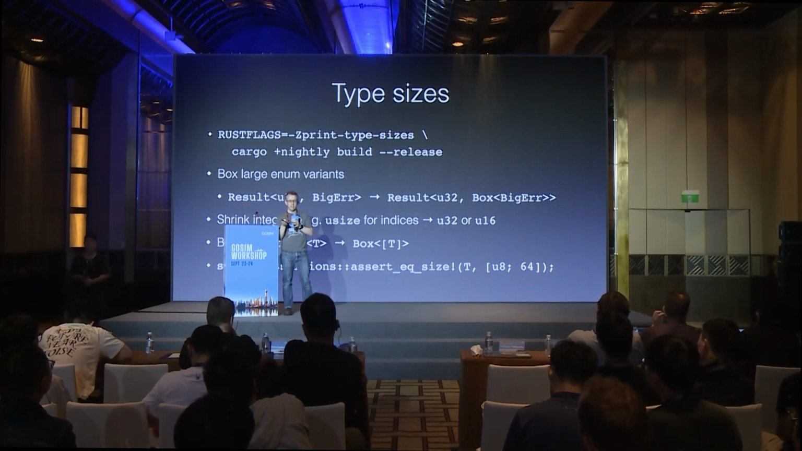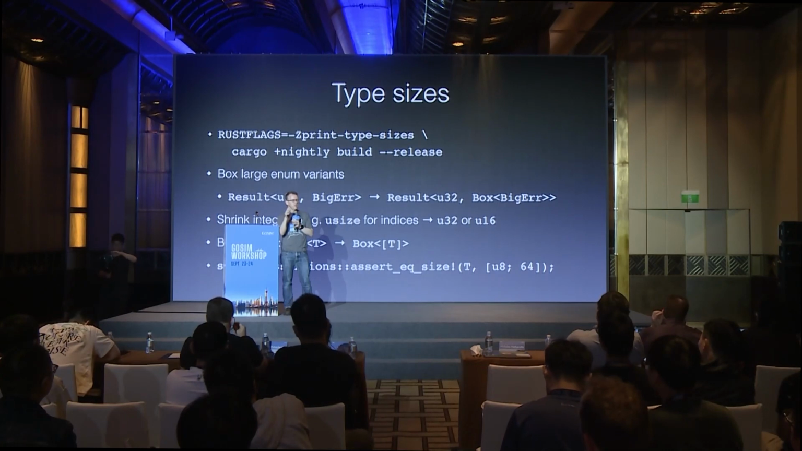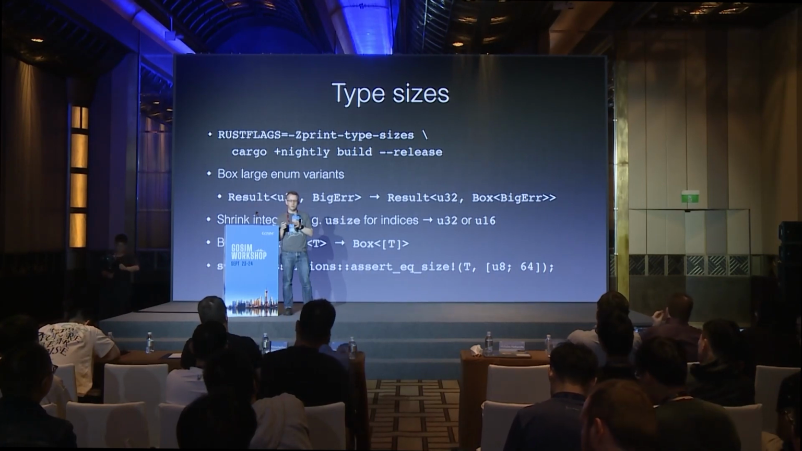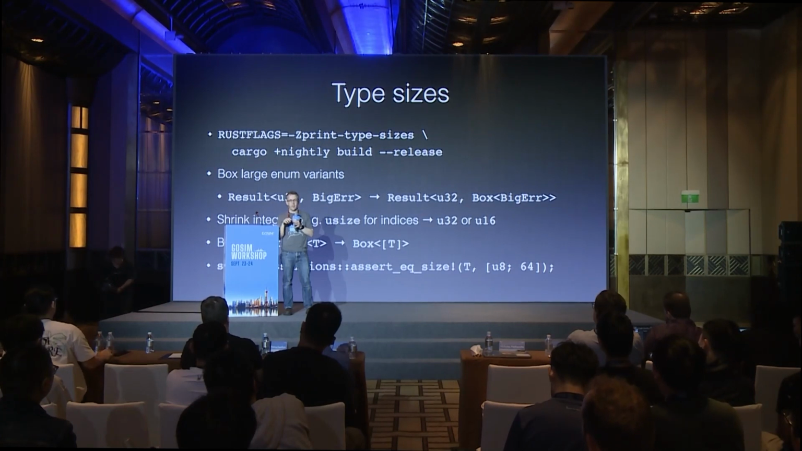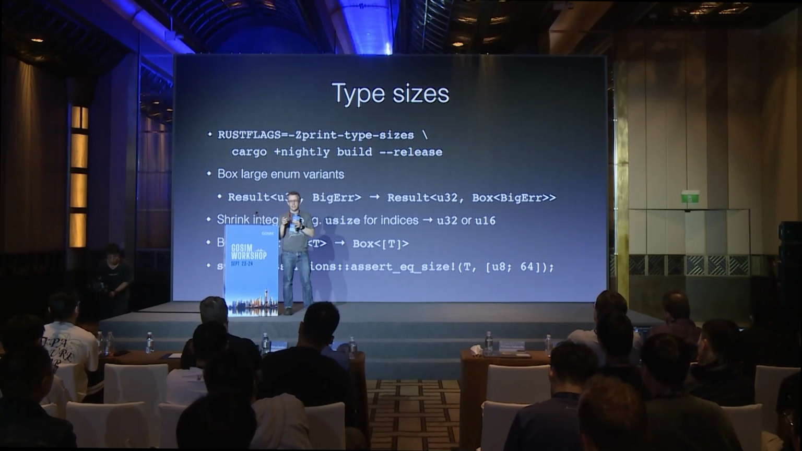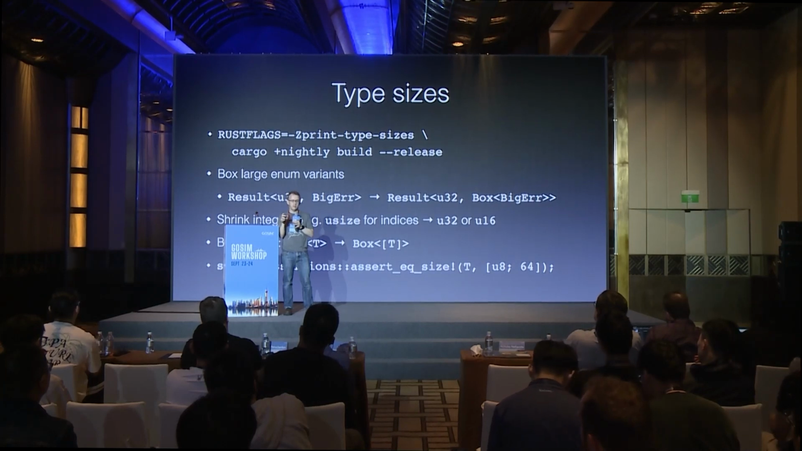And in this case, that error case is probably fairly rare. So a good way to fix this is you can just wrap that error type in a Box, which means that in the result itself, you only store a pointer, and then the error itself is on the heap, and then the resulting type will only be quite small.